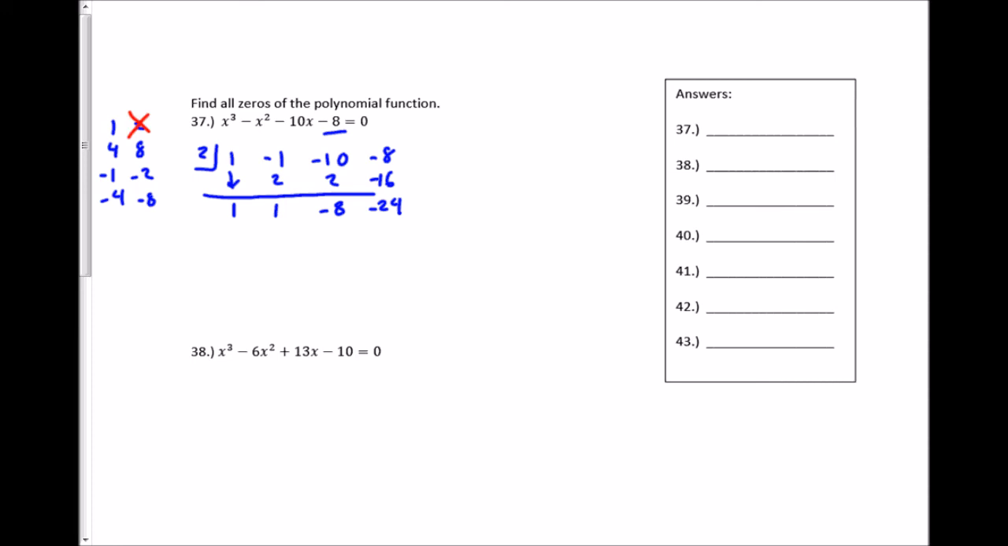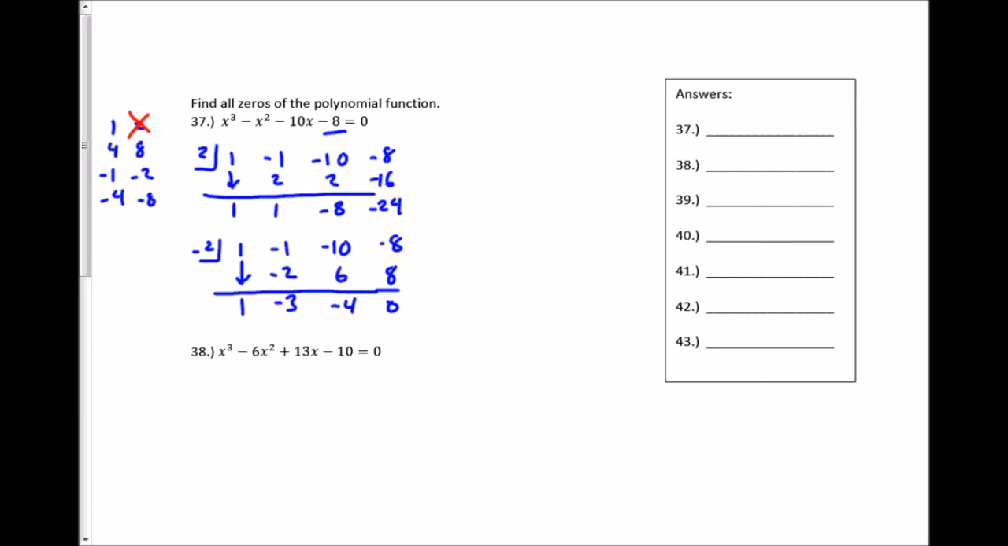All right? So I try something else. I try something like maybe a negative 2. And I write down my coefficients. You're not necessarily going to get this on the first try. You have to do a little guess and check. And now I multiply, I add straight down. I multiply, I add straight down. I multiply, I add straight down. And it turns out that this one is a 0.